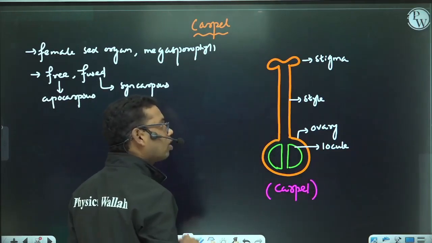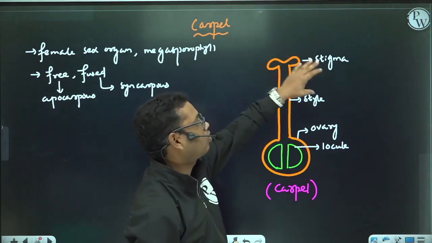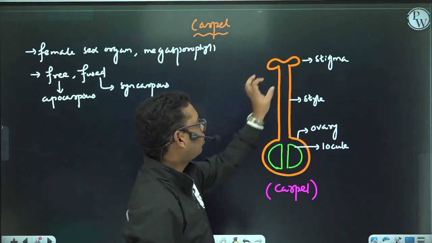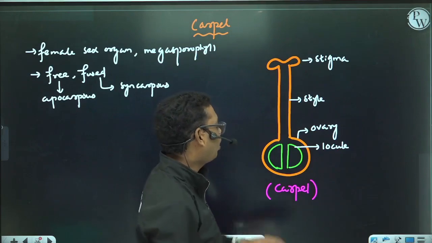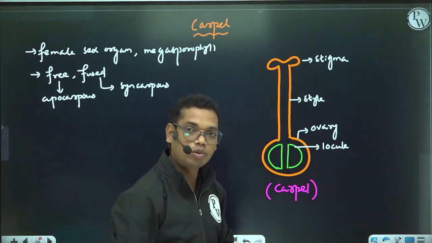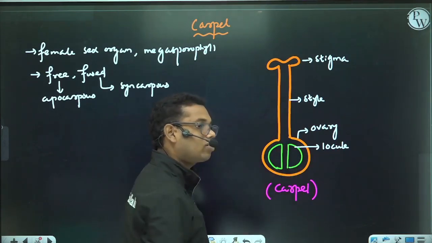The carpel has three components. The uppermost part, where the pollen grains land, is called stigma. This is the landing platform for pollen grains. The stalk is called style. This can be solid, semi-solid, or hollow. And the lowermost swollen part is called ovary, and in the ovary chambers are present. Here I have drawn two chambers, and those chambers are called locule.